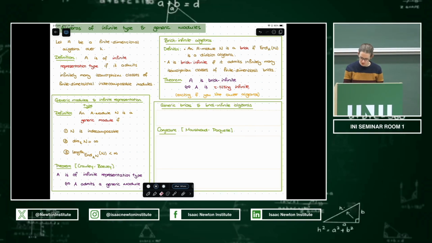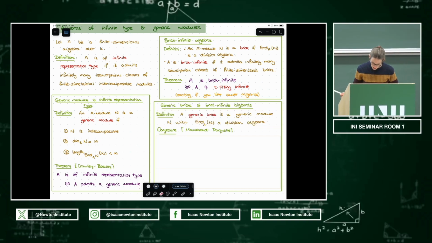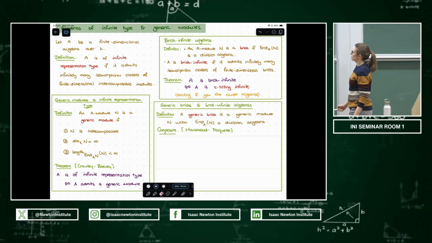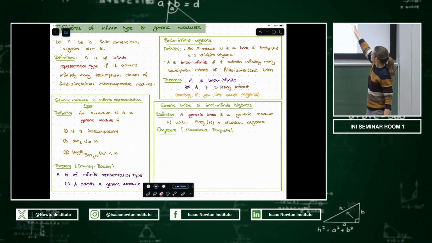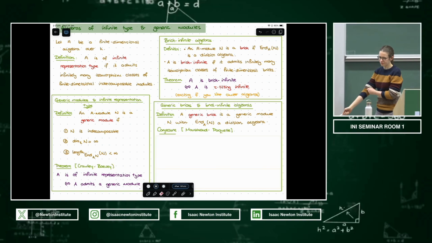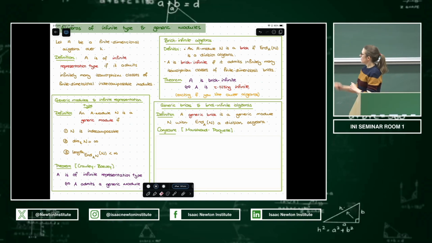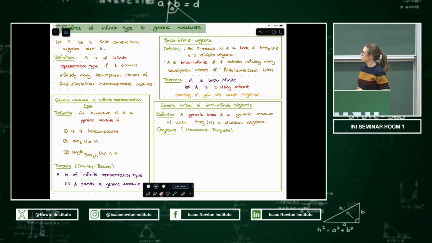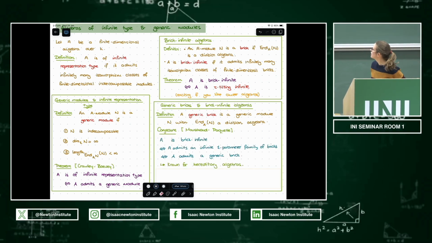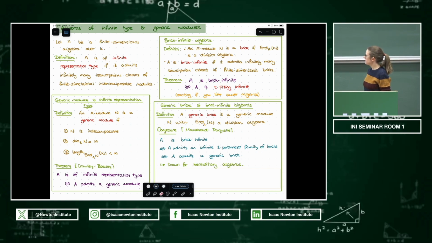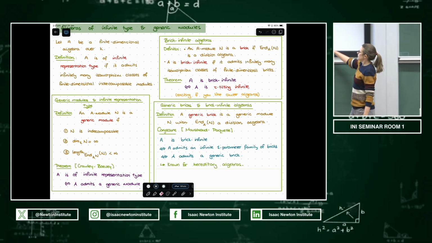So here's the definition of what a generic brick should be. It should be a generic module, so it has these three conditions, but in addition, its endomorphism ring should be a division algebra. And the conjecture made by Kaveh, Musavan, and Shah, my collaborator, is the following: an algebra is brick infinite if and only if it admits a generic brick.